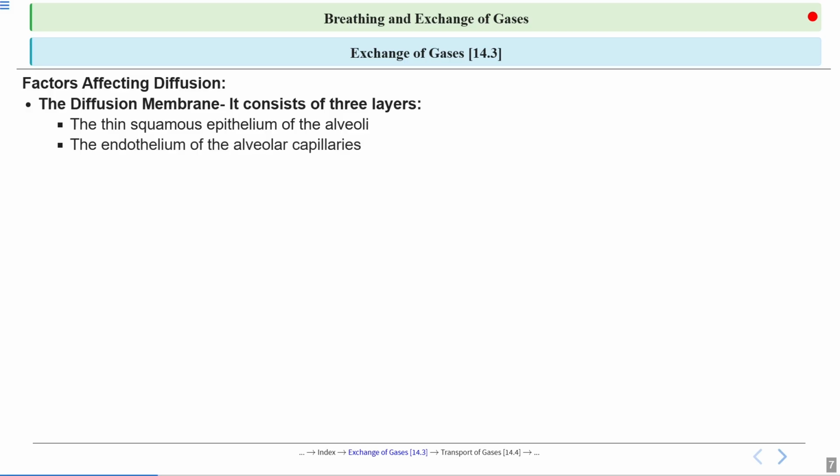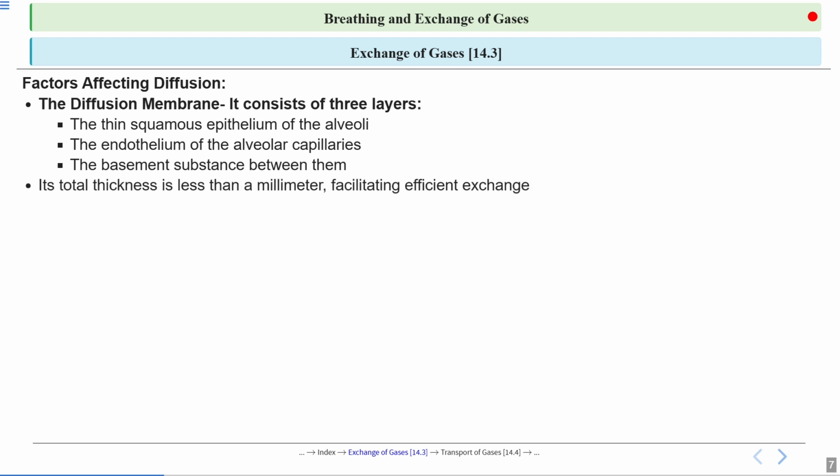Second, the endothelium of the alveolar capillary. So two membranes are made up of squamous epithelium: one membrane of the alveoli and another of the blood capillaries, which are also called alveolar capillaries. And the third one is the basement substance. It is actually a substance between them. It is not correct to say that it is a membrane. It is a substance that is filled between the squamous epithelium of the alveoli and the endothelium layer of the alveolar capillaries.